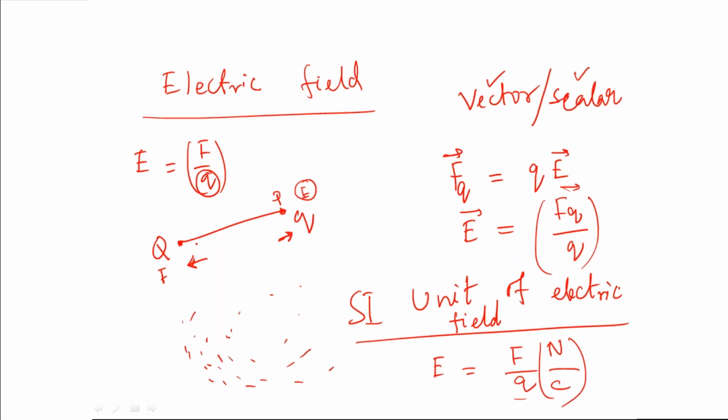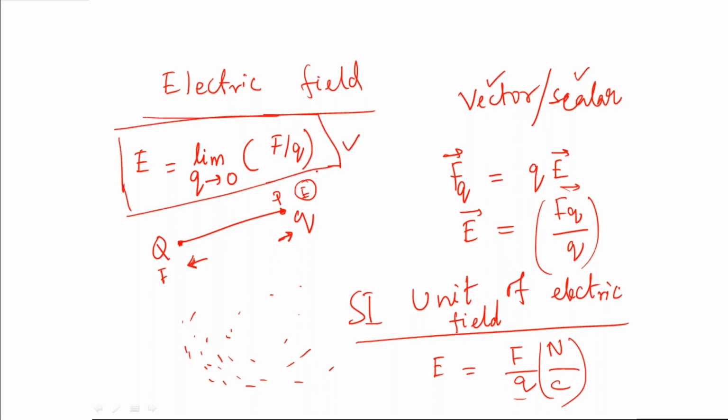So to overcome this situation, what we say in the definition is that the small q charge will be very, very tiny or very, very negligible. So the appropriate definition of the electric field will be when the small charge, or the test charge, is tending to zero. It is force per unit charge when the test charge tends to zero. So this is the original or the appropriate definition of electric field. All these things are written in your book, whatever I am talking about here.